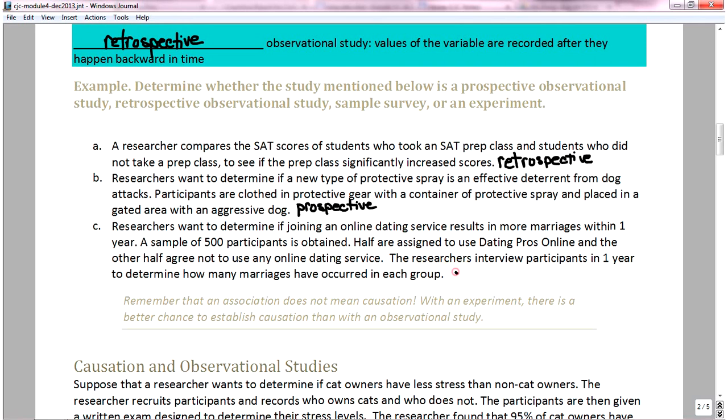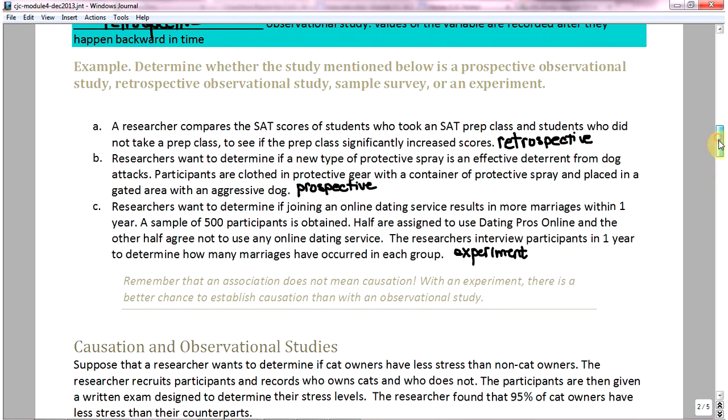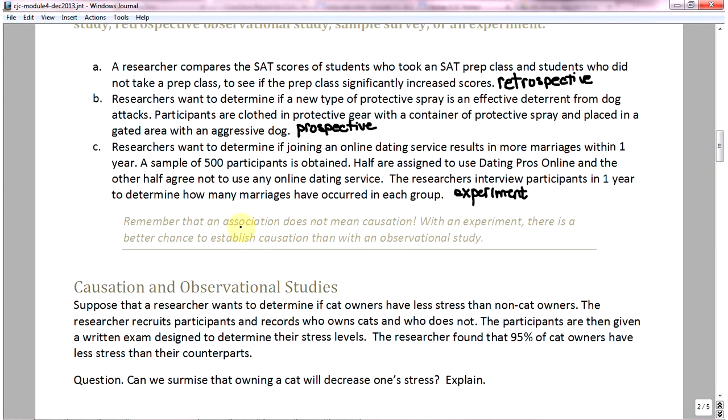Well, this one will be an experiment because the researchers assigned half the participants to a dating site, the other half to not use a dating site. Have our caution again. Remember that an association does not mean causation. With an experiment, there is a better chance to establish causation than with an observational study.